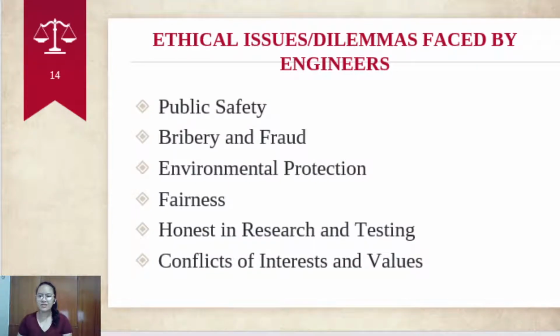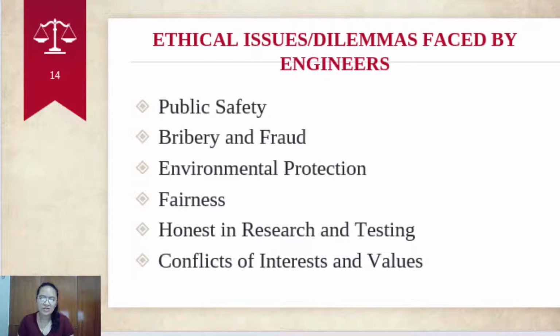Next are some of the ethical issues or dilemmas faced by engineers. First we have public safety. The engineer has an obligation to the employer but also to protect society. Sometimes he or she may be forced to neglect the safety checks to meet production targets. Next is bribery and fraud. Corruption is dishonest and fraudulent conduct by those in power. An engineer may be bribed to give a permit to a potentially harmful project.